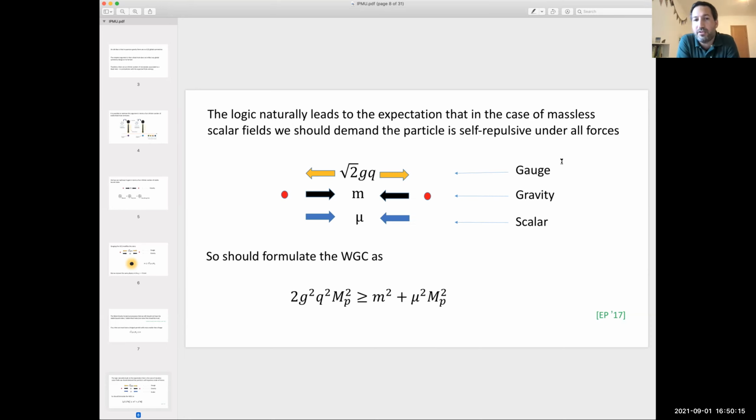Scalar fields also lead to a self force between the particles, and it's an attractive force between the particle and itself. It's always attractive. So essentially, they add to the gravity side of things in terms of the bound states. And so if we want to keep the same logic, then we should modify the weak gravity conjecture and make it some kind of stronger statement, saying that we basically want the repulsive gauge force to be stronger not than just gravity, but gravity plus the scalar attractive force. Okay, so this is the formulation that's written there. That's the natural logic that follows from this.